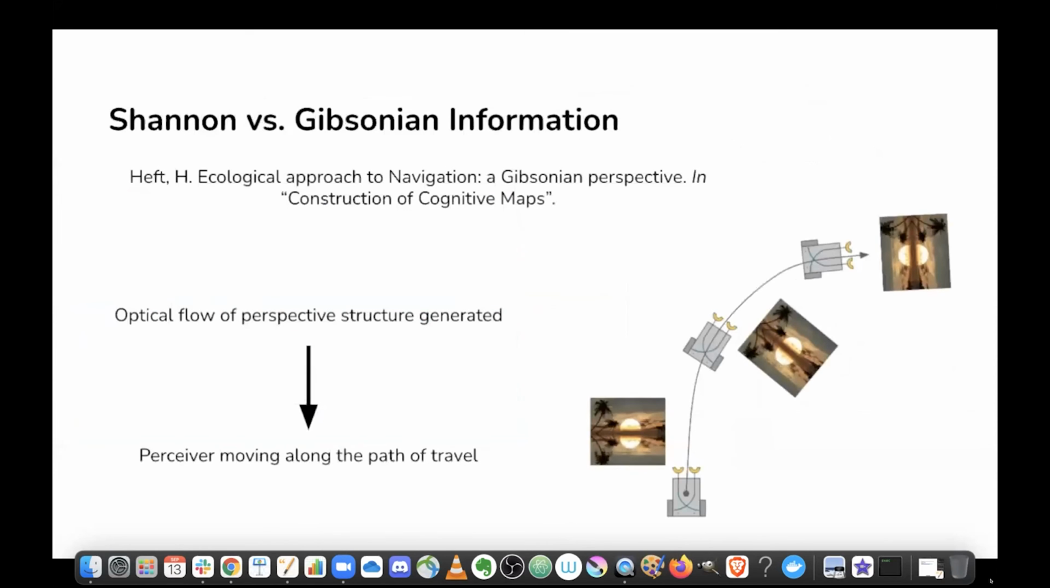And so finally, there's this Shannon versus Gibsonian information comparison in navigation. So thinking about cognitive maps used in navigation, we can look at an agent, and this is a Braitenberg vehicle, where they're observing different scenes, visual scenes, environmental scenes from different perspectives as it's moving around in a rotational direction. And so there's optic flow that's generated from this scene, and then the perceiver moves along a path of travel, and those two things interact, and you can measure them using these different tools for multi-sensory integration and different distribution criteria.